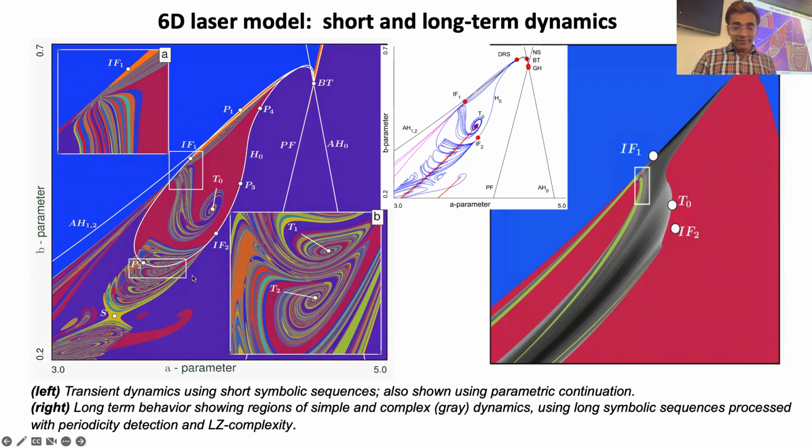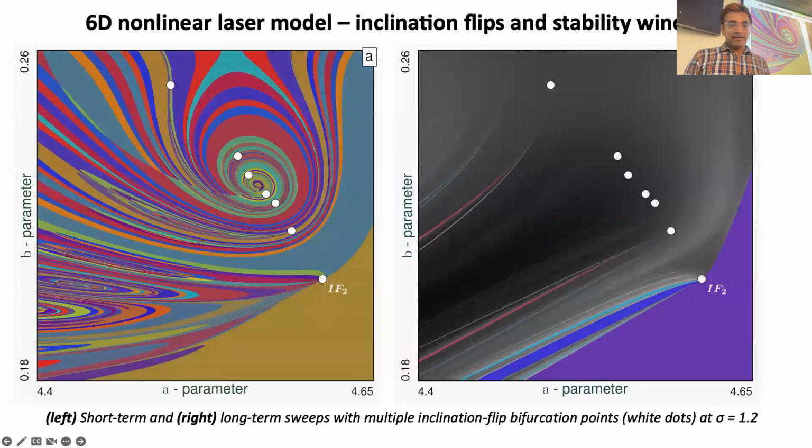And here we are looking at the long-term behavior of the system. Again, these different colored regions are stability windows. So it's periodic. It could be a single loop or a double loop and so on. And these gray regions are regions where the behavior is chaotic, with dark gray implying more complex behavior as opposed to light gray regions. This is again showing some of these inclination flip points that I mentioned. So in the short-term behavior, all these homoclinic bifurcation curves are arising near these inclination flip points. And in the long-term behavior, these stability windows also seem to arise from close to these inclination flip points.